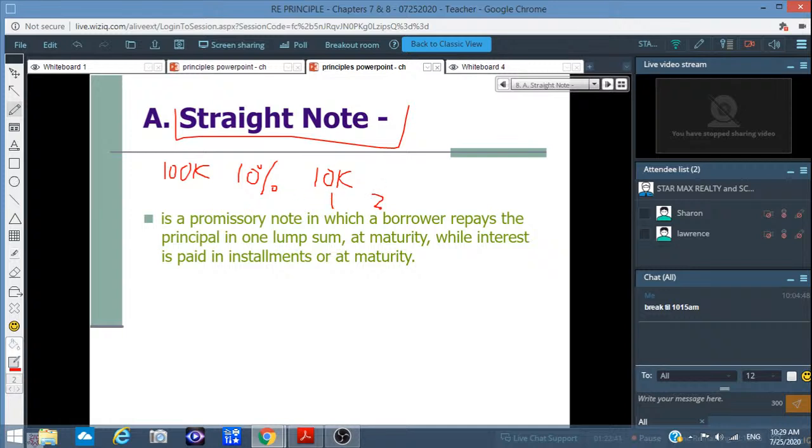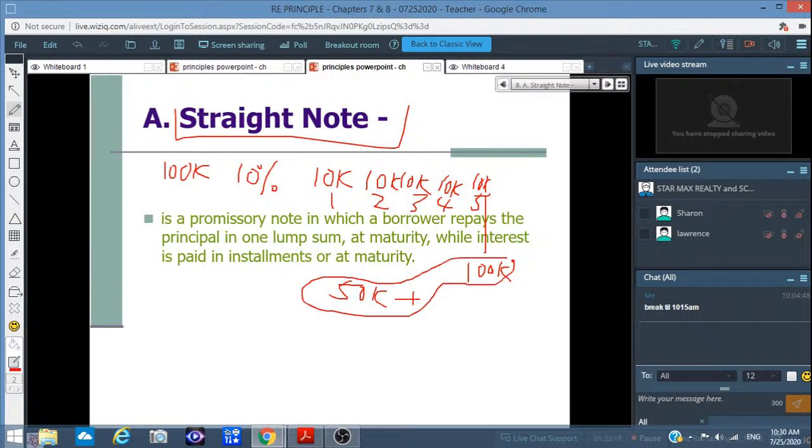It's 1 year, 2 years, 3 years, 4 years, 5 years. Each year you pay them 10 grand, 10 grand, 10 grand. And then at the end, you also have to pay them back the 100K. So over 5 years, you pay 50K in interest, plus the principal back to the bank. So the bank makes 50K, 5 years, 10%.